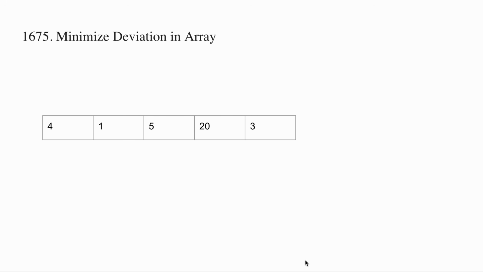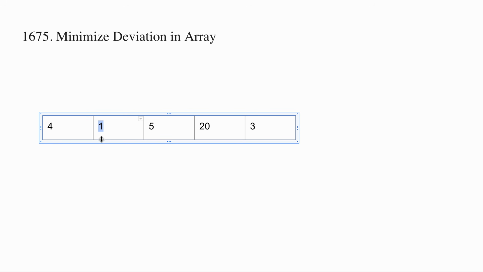In this video, I will be discussing LeetCode problem number 1675, minimize the deviation in an array. In this problem, we are given an array, for example, this particular array. And what is deviation? It is the difference between the maximum element and the minimum element. What is the deviation now? The deviation is 19, but we have to reduce this deviation.